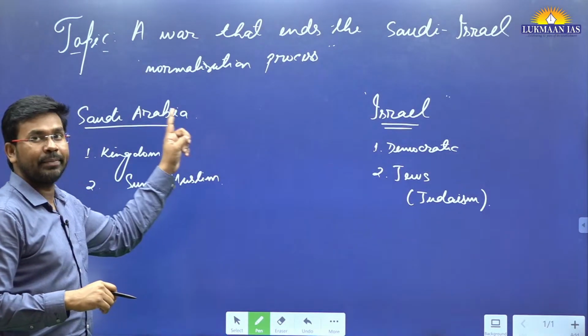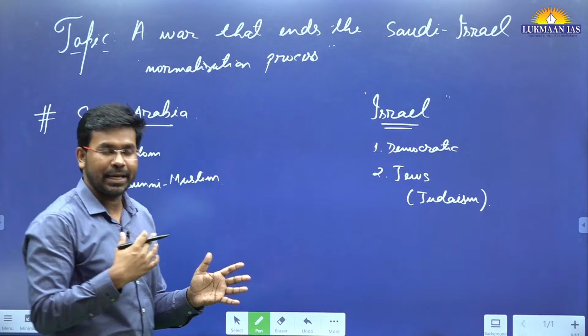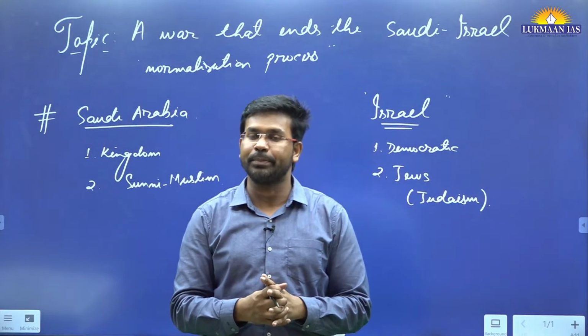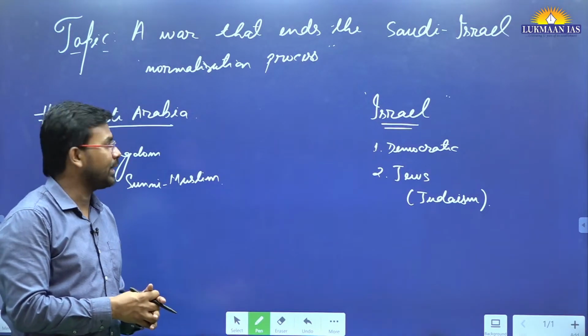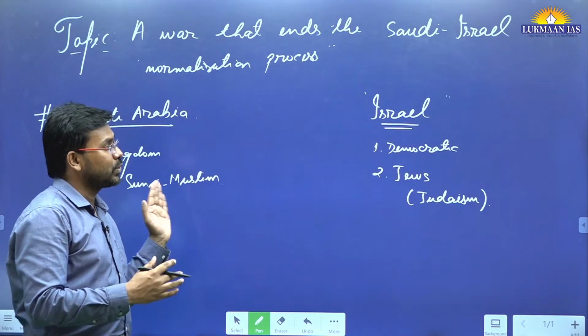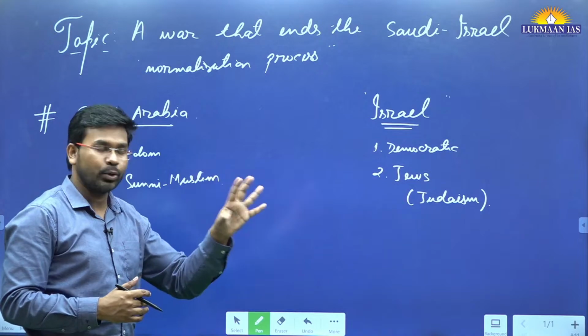Now Saudi Arabia and Israel are, I mean, not that close to one another, because historically there has been war between Israel and Saudi Arabia. So they do not want to maintain good relations.